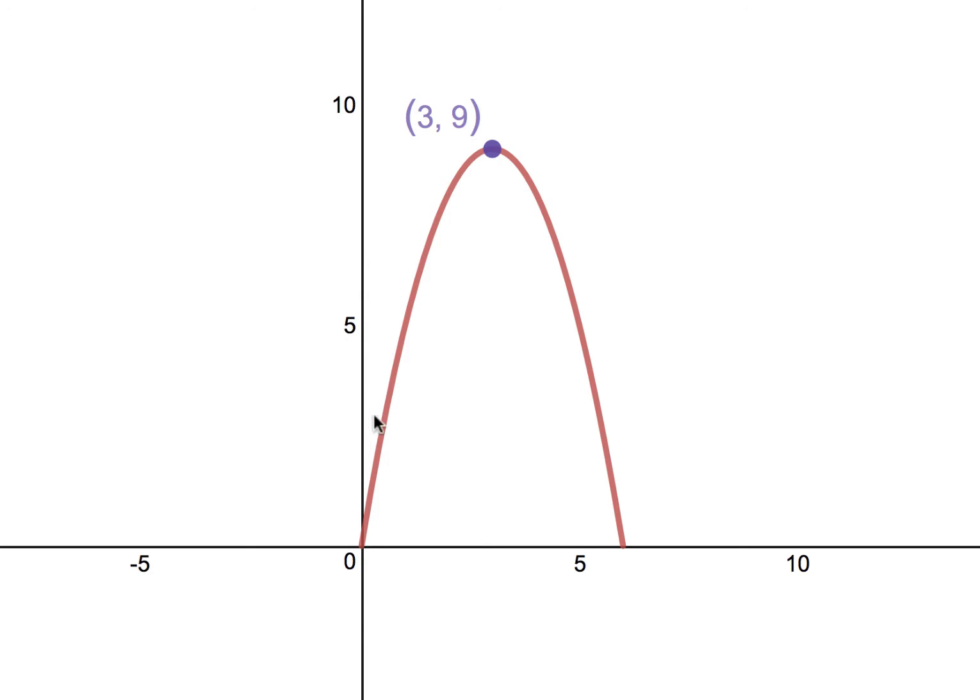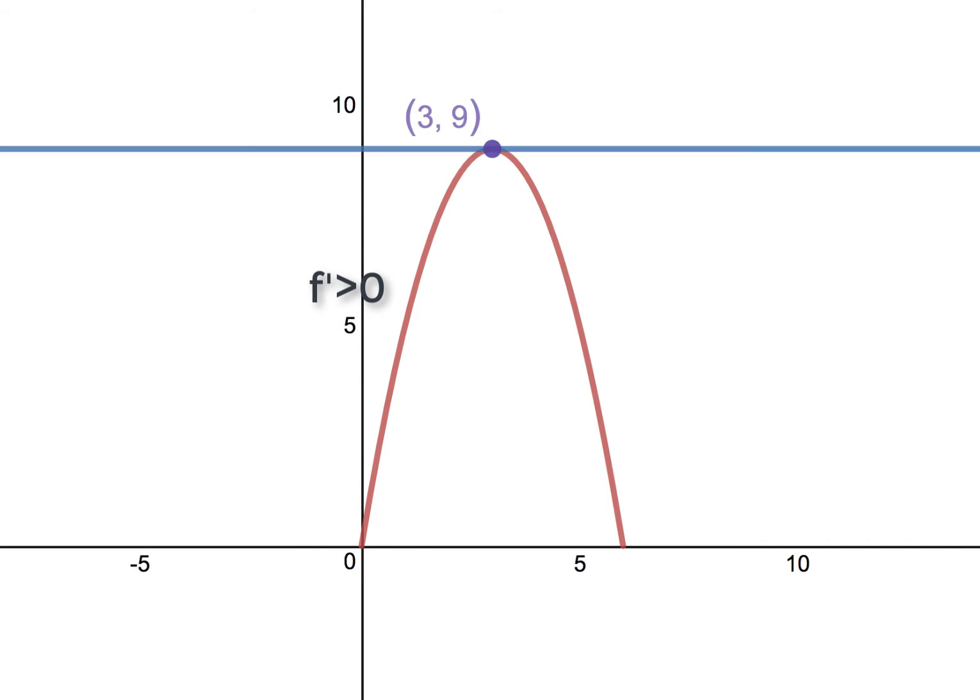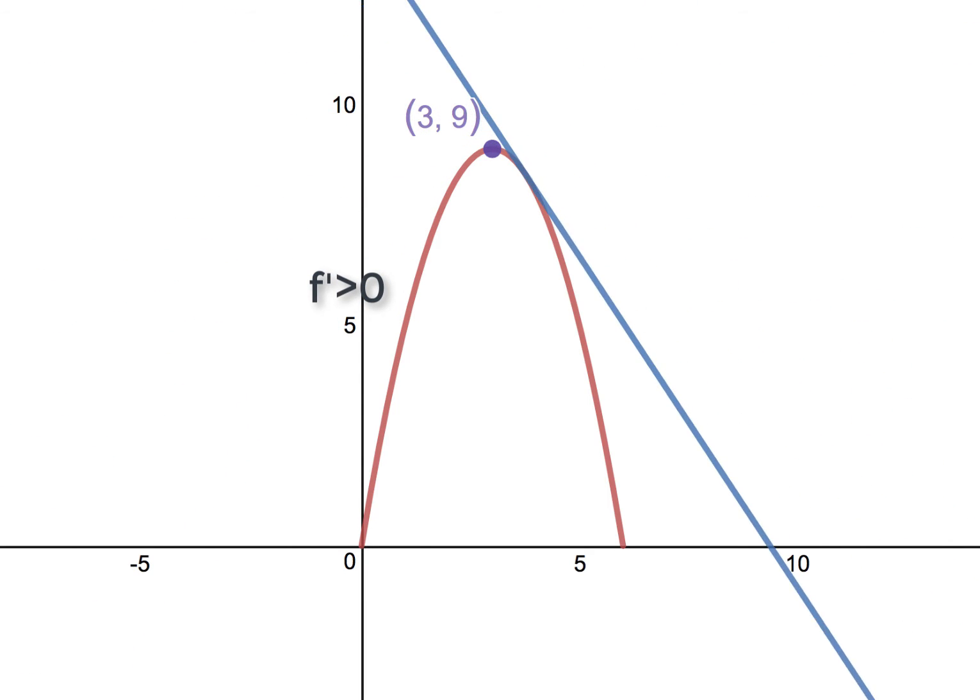So let's talk about the slope of the curve up to this point. We know when our input is 3 that we'll have a 0 slope. So we know the derivative is 0 there. But what about before it? If we look before it, we've got a positive slope. So here the derivative is 0, and before it the derivative is positive.